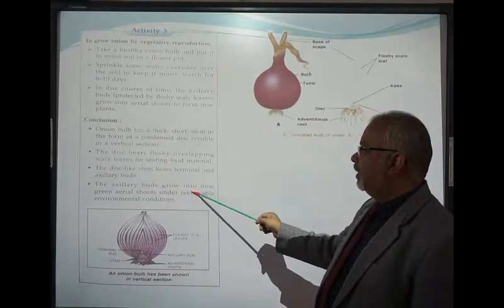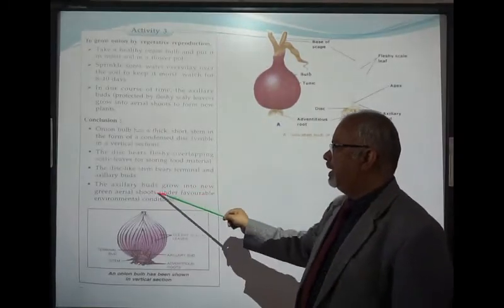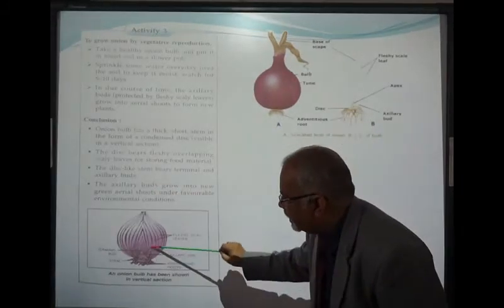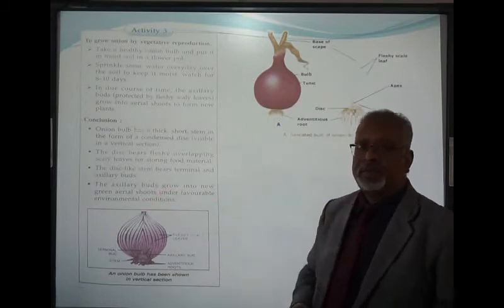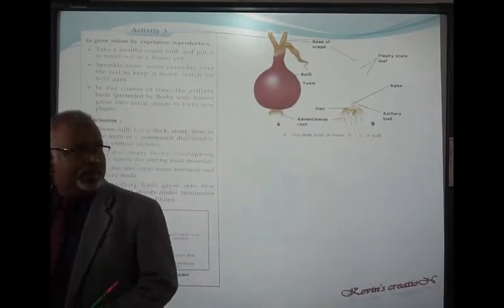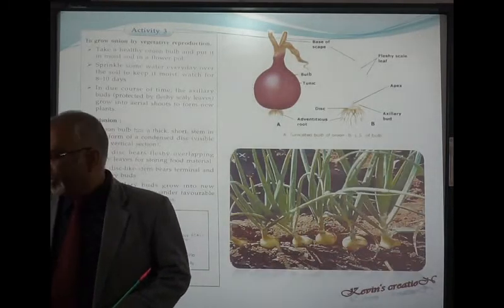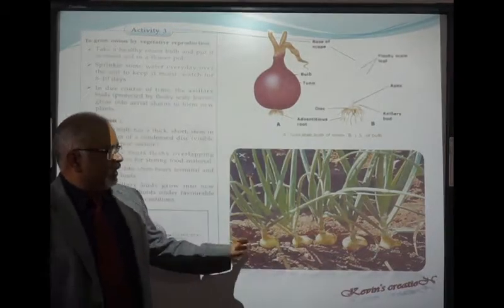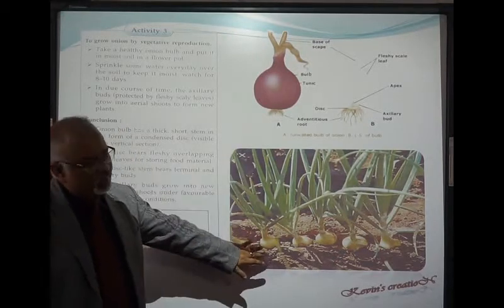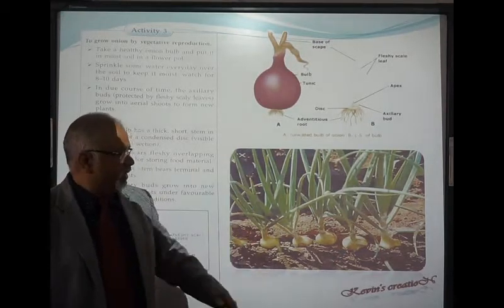Axillary bud grows into new aerial shoots under favorable environmental conditions. So this is the axillary bud which comes out as a shoot, and then you have a new onion plant. Now look at this. These are a few onion plants. So this is the shoot system. Root is there on the ground. Okay.